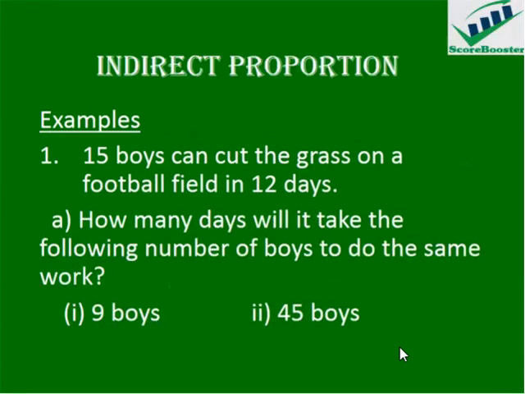So the first problem, in the first example, we are told that 15 boys can cut the grass on a field in 12 days. How many days will it take the following number of boys? The first thing is for you to know the constant of proportionality, and that will be the relationship between the number of boys and the number of days. Then after that, you will find the number of days to take 9 boys. Know that it's going to take 9 boys more days than 15 boys, but it's going to take 45 boys fewer days than 15 boys. So that's that.